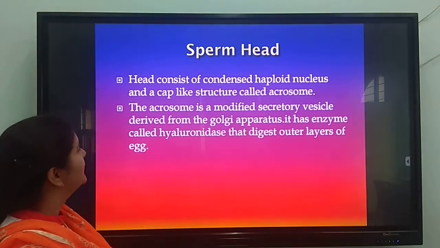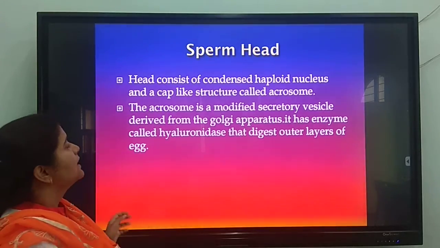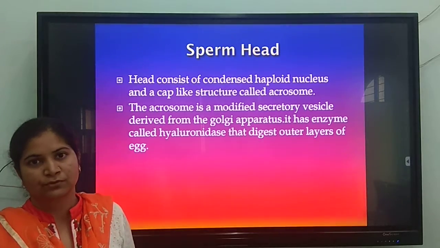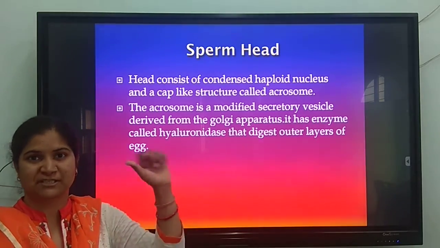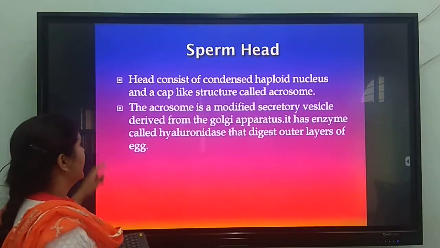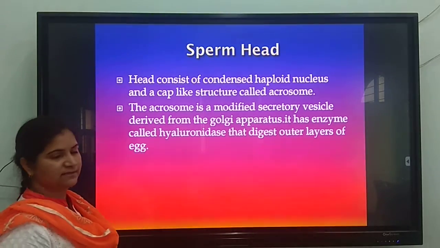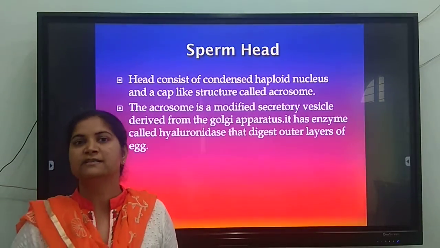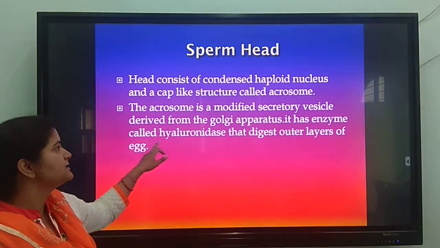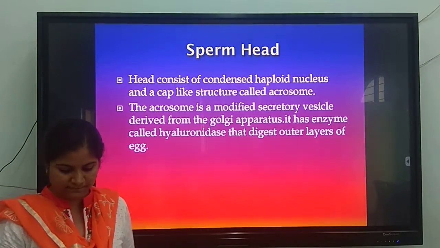Now coming to the sperm head. What does sperm head contain? Sperm head contains condensed haploid nucleus and a cap-like structure called acrosome. The cap of the sperm has digesting enzymes, and that cap structure is known as acrosome. The acrosome is modified secretory vesicle derived from the Golgi apparatus. So Golgi apparatus in the spermatid cell has only changed into the acrosome. It is having enzyme called hyaluronidase that digests outer layer of egg cell.